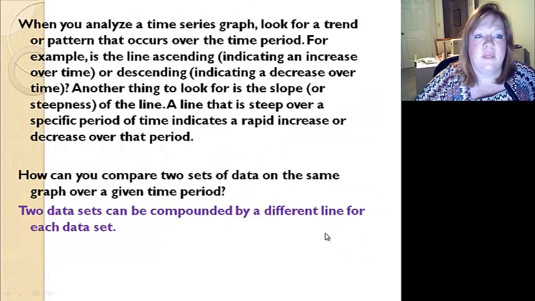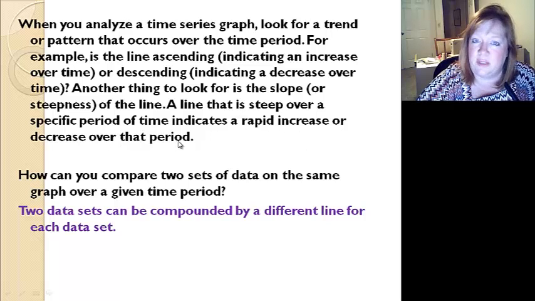Pretty logical. So when you analyze a time series graph, that's what they're saying here in your notes. Look for a trend or pattern that occurs over the time period. For example, is the line ascending or decreasing? Another thing to look for is the slope or steepness of a line. A line that is steep over a specific period of time indicates a rapid increase or decrease over that period.